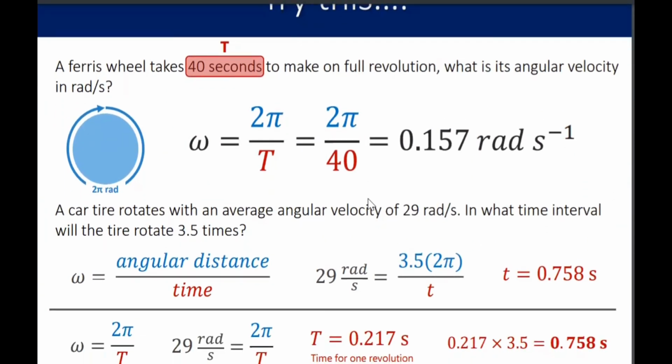Here is an example: a Ferris wheel takes 40 seconds to make a complete revolution. What is its angular velocity? Its angular velocity is 2 pi, because it's 360 degrees to make the circle, divided by the time it takes to make one circle, which is 40 seconds. And we get 0.157 radians per second. And that's the unit for angular velocity, right? Linear velocity was meters per second, because the meter was the distance traveled in linear motion. In circular motion, distance traveled is measured in radians. So it's 0.157 radians per second.